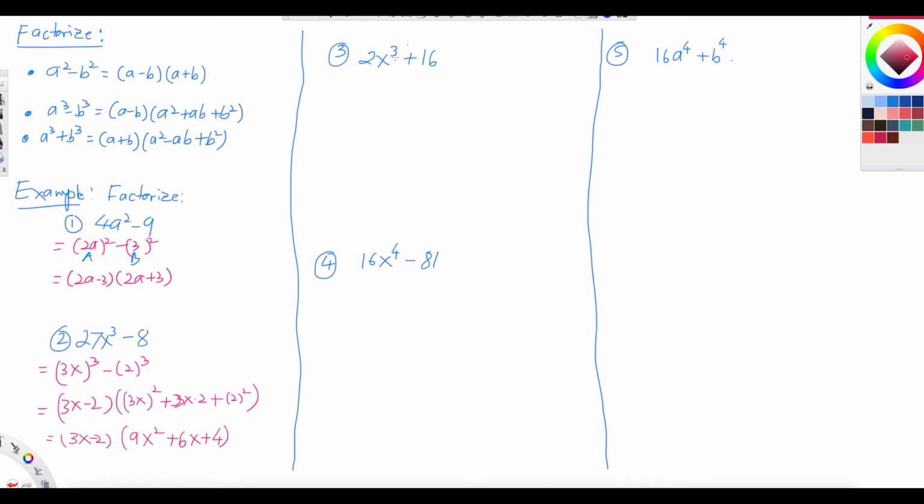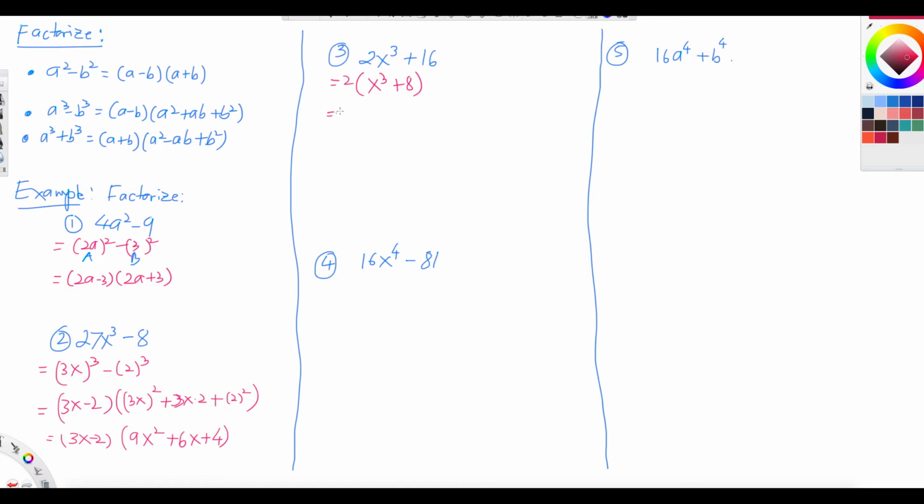Let's look at example number 3. 2x cubed plus 16. Is there anything common? Yes, there is. So you can write this as 2 times (x cubed plus 8), because you took 2 out. 8 times 2 is 16. That's why. Now you can use formula number 3 here, because it is a cube plus b cube.